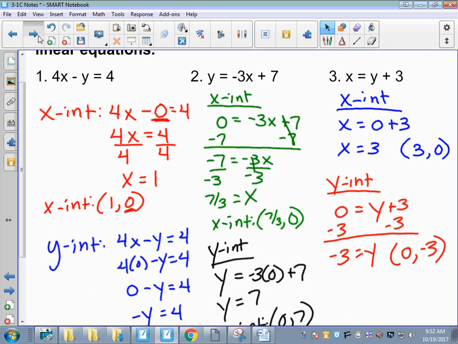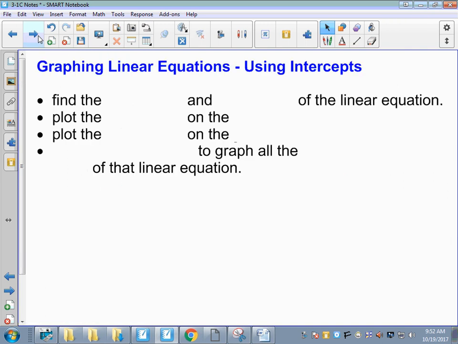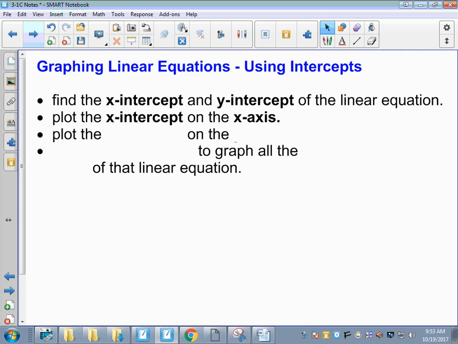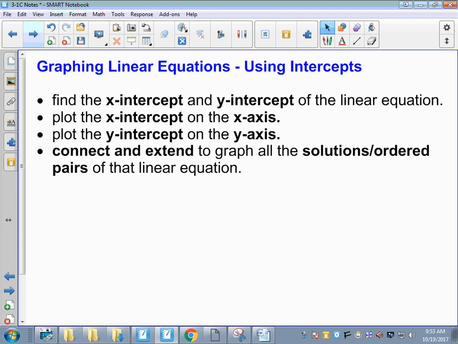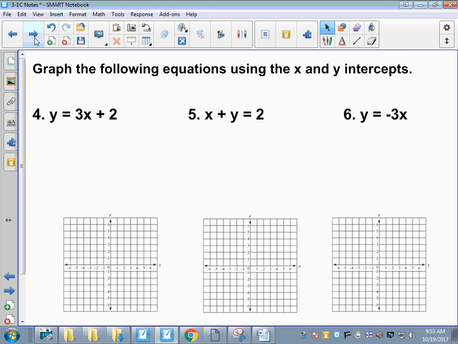All right, so if we want to graph using these x-intercepts and y-intercepts, you're going to find them just like we did on the previous page, and then we're going to plot the x-intercept on the x-axis, plot the y-intercept on the y-axis, and connect and extend to graph all of the solution ordered pairs of that linear equation. We don't just connect them, we go beyond them, and that's representing all of the ordered pairs that fall on that line. So we're only using these 2 points to find all the points.